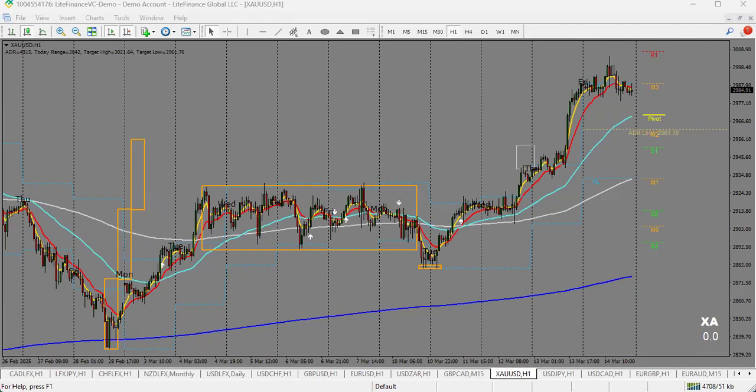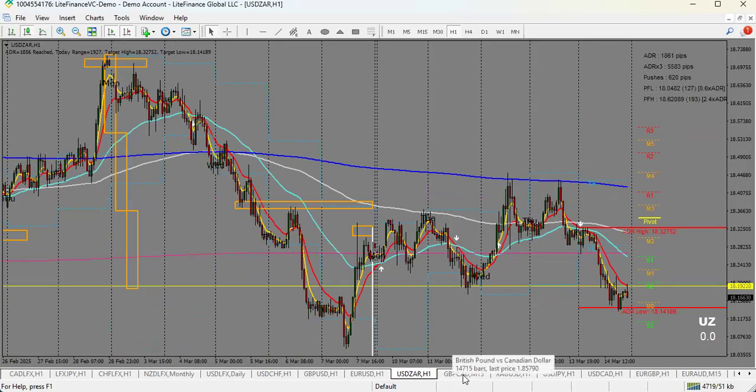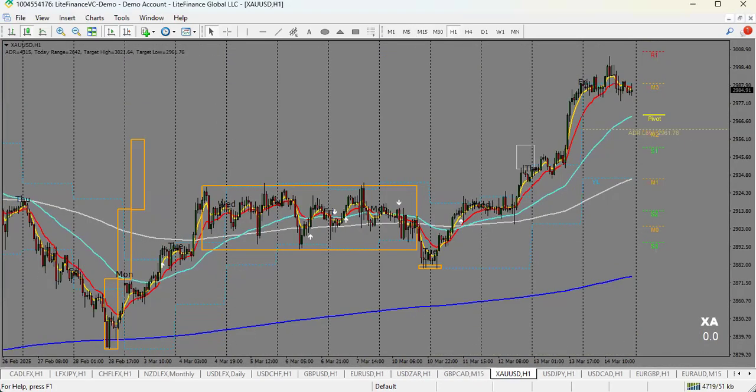So I'll be analyzing 4 key pairs. I'll be looking at Euro USD, USDZAR, Pound CAD, and of course, gold. As usual, I'll break down the technical analysis using the MQP alloy strategy. I'll touch a bit on the fundamental outlook, and I'll give you my trading bias.